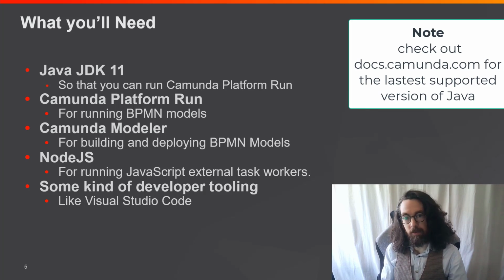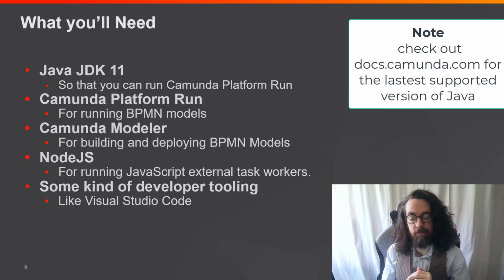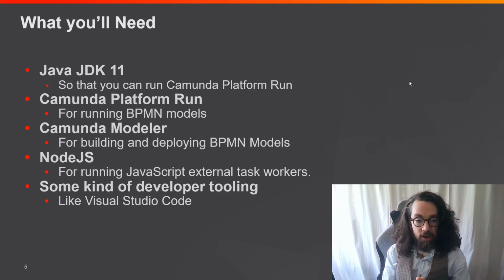We also have the Camunda Modeler for building models, and we're going to need Node.js installed so that we can run some JavaScript and run those workers I talked about earlier. Finally, you'll need some kind of development environment. I'll be using Visual Studio Code. This is just for editing the workers and just having an idea of the project and that sort of thing. So it's up to you what you use though. So hopefully you'll get all that. So go download that now. You'll need all of this stuff before we get started.